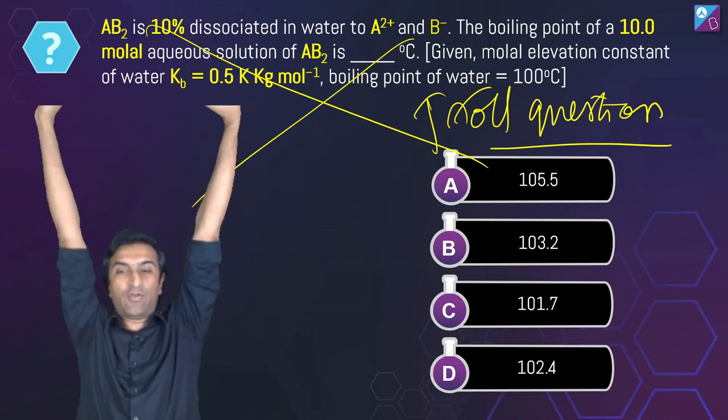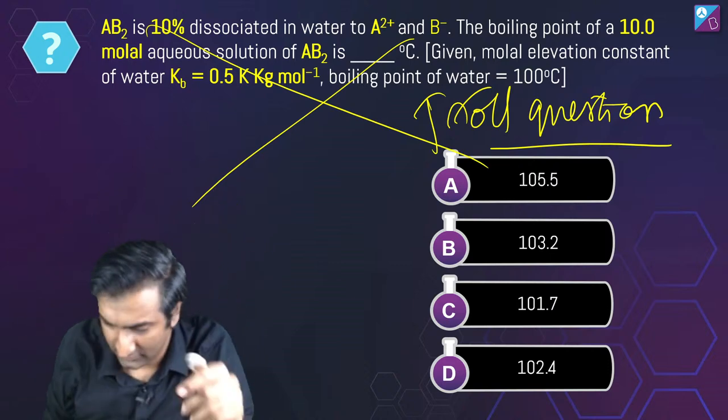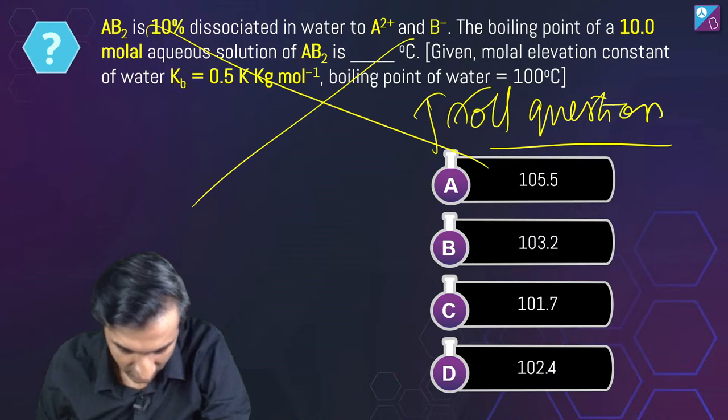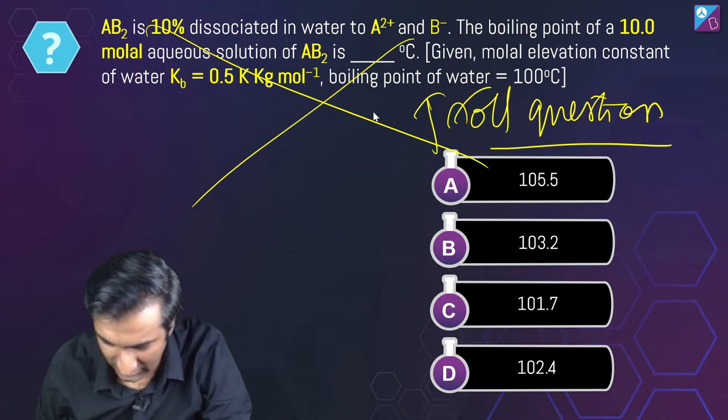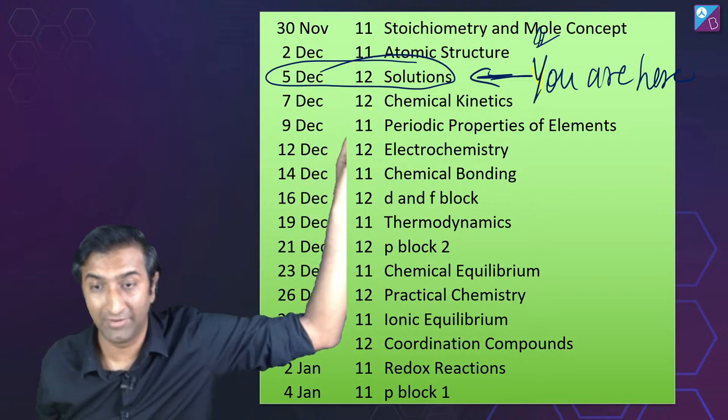Next class will be on Thursday. Today is Tuesday, right? We'll meet on Thursday. We will do chemical kinetics. Wait, hold on. I'll just show you the timetable, no? Timetable! Here you go. Next class is on 7th, which is chemical kinetics.